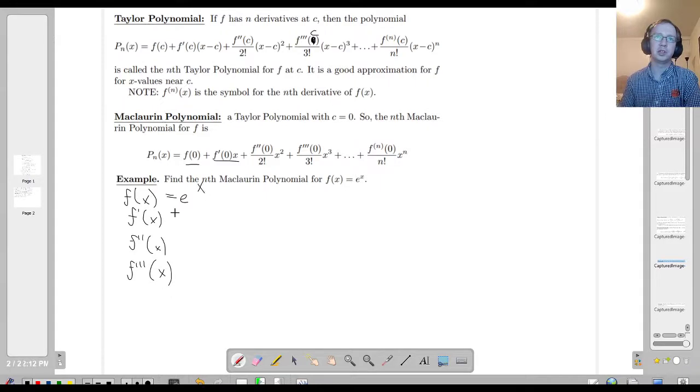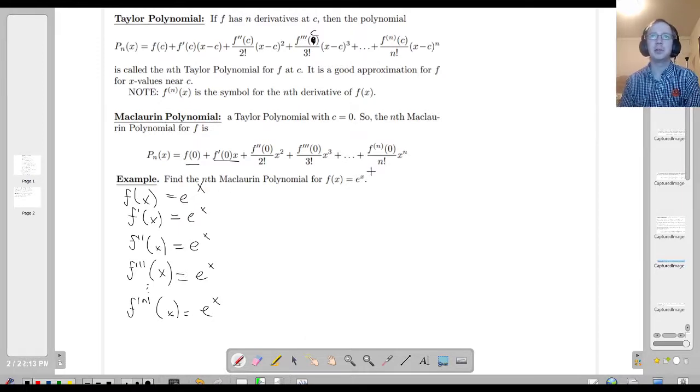My function is e to the x. The derivative of e to the x, still e to the x. Second derivative, still e to the x. Third derivative, still e to the x. I'm eventually going to go all the way to the nth derivative. Well, you can kind of see the pattern here. Doesn't matter how many derivatives I take, it's just going to be e to the x.